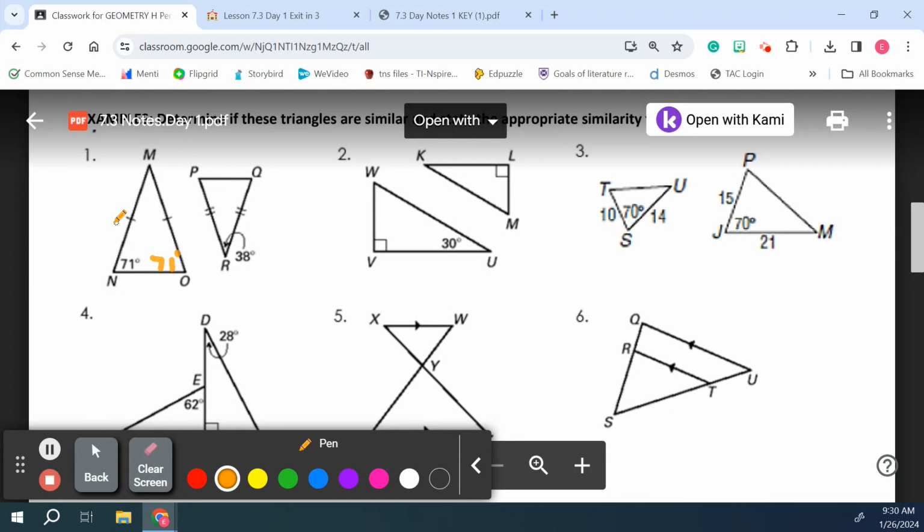Very good. Okay, so let's subtract 180 minus 38. Let's divide it by 2. Who's got an answer for me? Go ahead. How do you know?